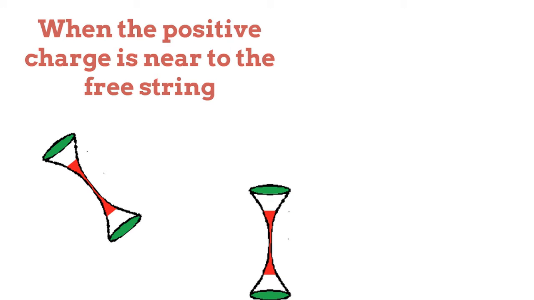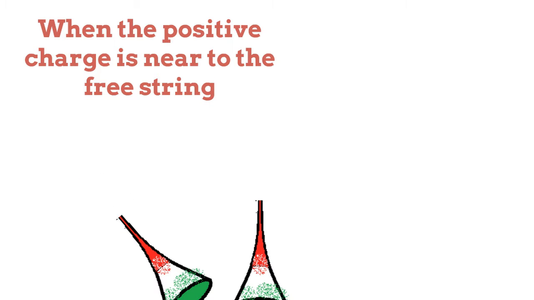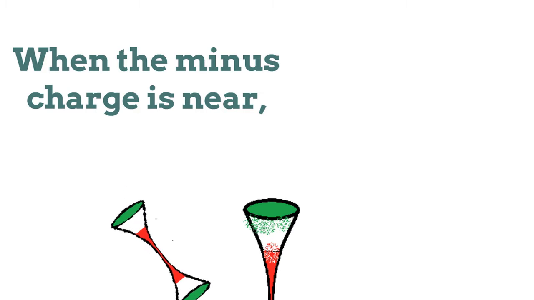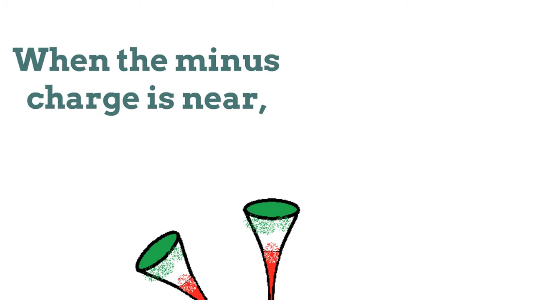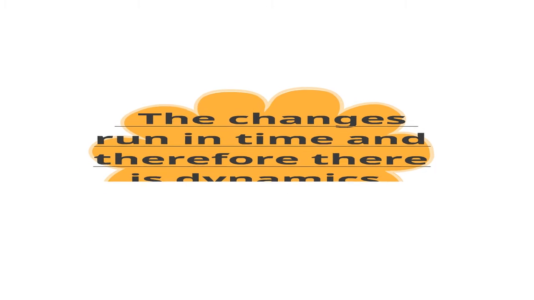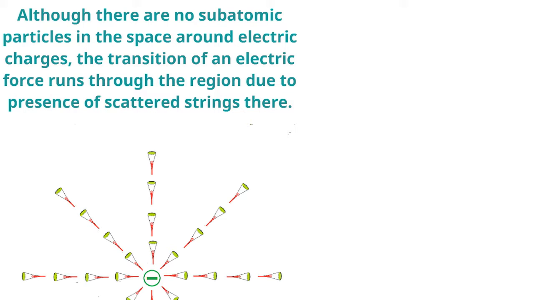When the positive charge is near to the free string, the spinning hourglass switches to the vortex directed by its cone to the charge. When the minus charge is near, the hourglass shape changes to the vortex directed by its stem to the charge. The changes run in time and therefore there is dynamics. Although there are no subatomic particles in the space around electric charges, the transition of an electric force runs through the region due to the presence of scattered strings there.